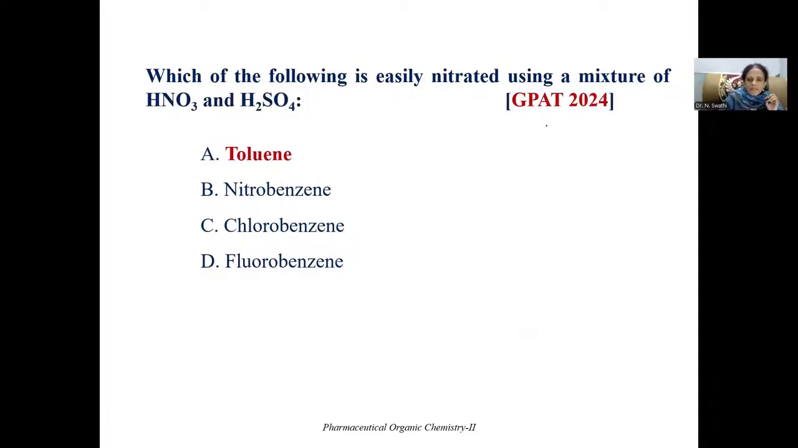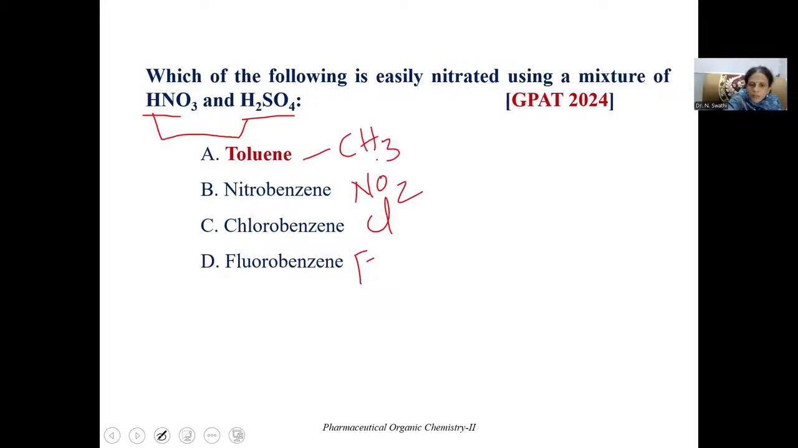Now another question, from the GPAT 2024 paper: which of the following is easily nitrated using a mixture of nitric acid and sulfuric acid? Which compound undergoes nitration easily? This is what the question means, whether it is toluene, nitrobenzene, chlorobenzene or fluorobenzene. Fluorobenzene consists of fluorine, chlorobenzene consists of chlorine, nitrobenzene consists of a nitro group, while toluene consists of a methyl group sitting on the benzene structure, right?